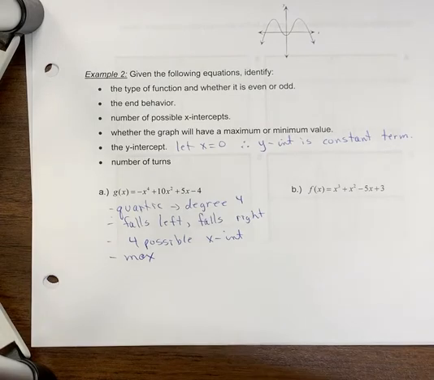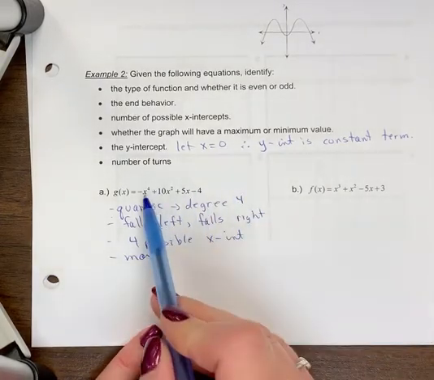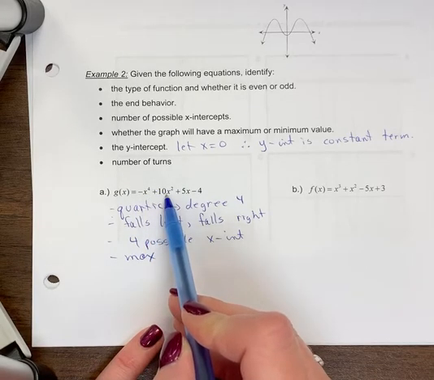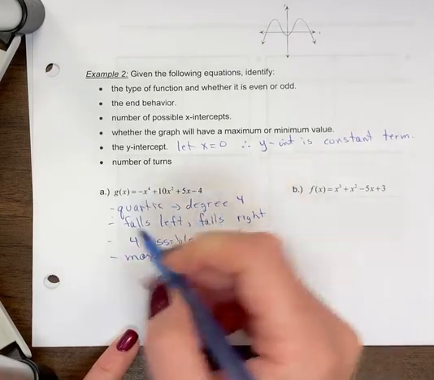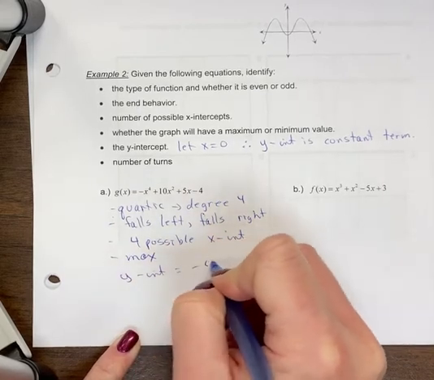What is the y-intercept? To find the y-intercept, you let x equal 0. If we put that in here, this is just going to be 0 plus 10 times 0 squared, 0, plus 5 times 0, 0. So these all stay 0, so it's the constant term. So the y-intercept is equal to -4.